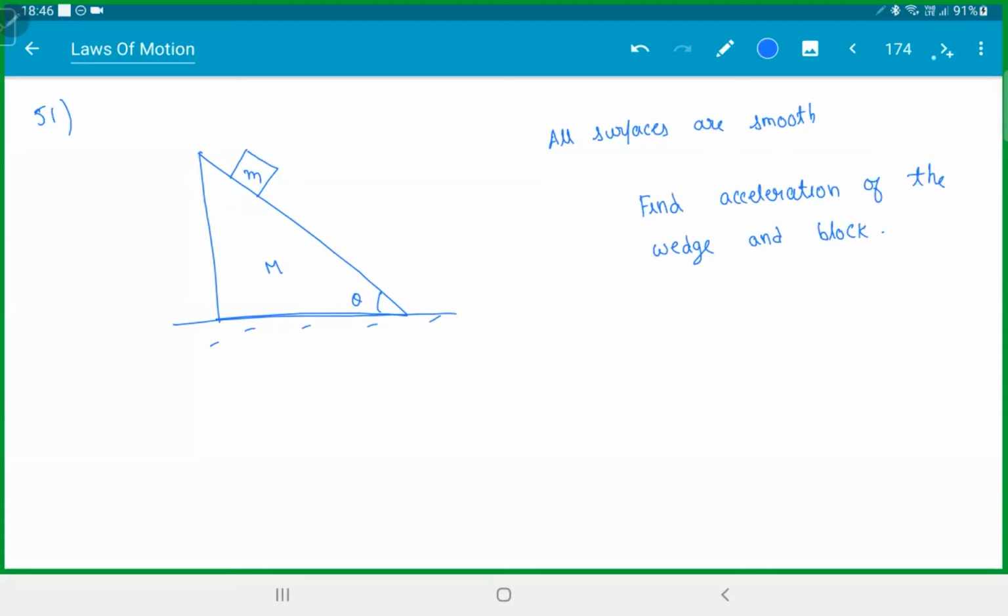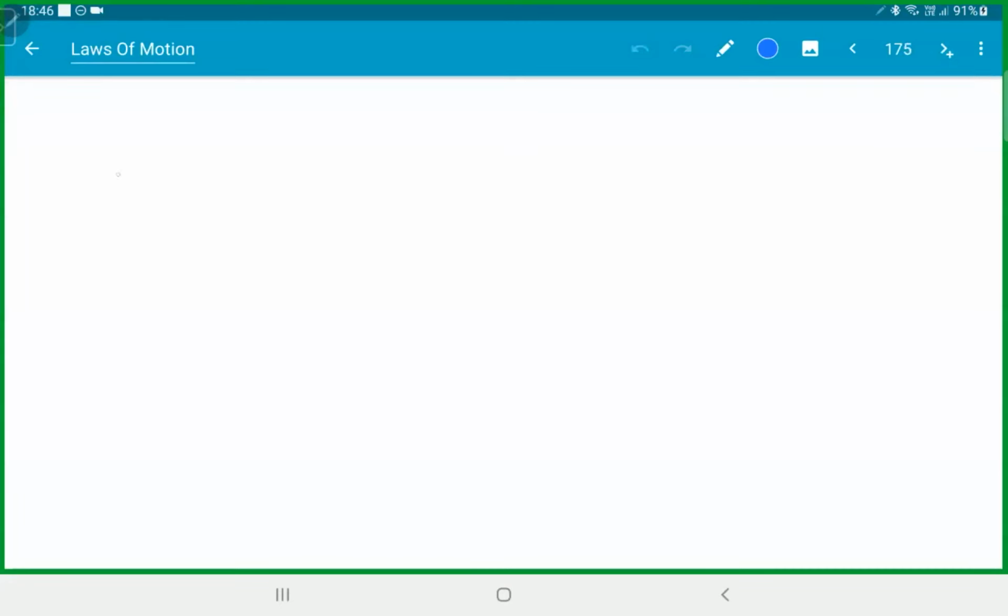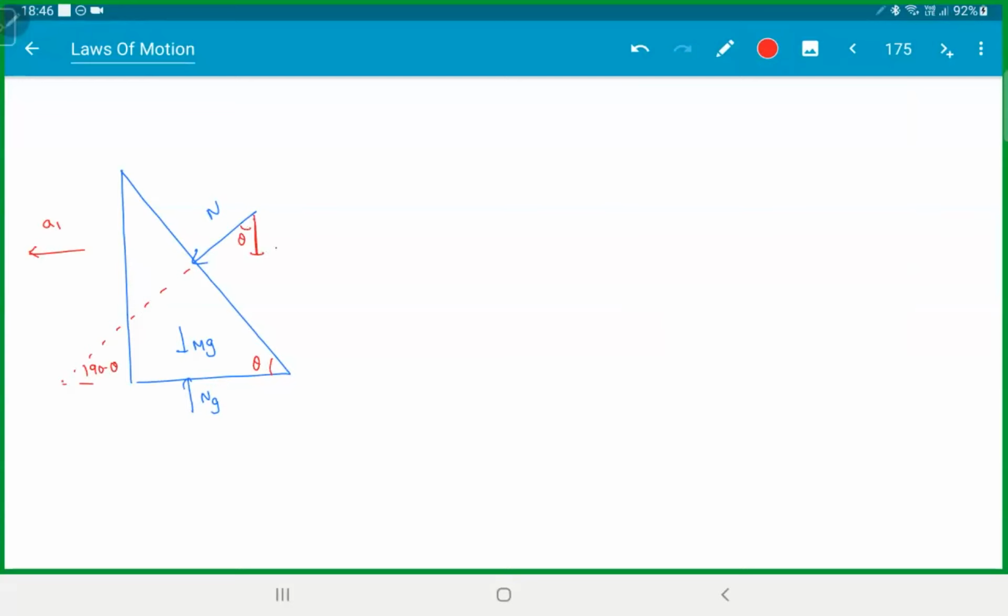See, I'll show you in the ground frame. The wedge has the normal reaction, its own weight Mg, and the ground reaction is anyway useless. And let this acceleration be A1. This angle is theta, this is 90 minus theta, so this is theta. So components will be N cos theta and N sin theta. N sin theta is equal to MA1.